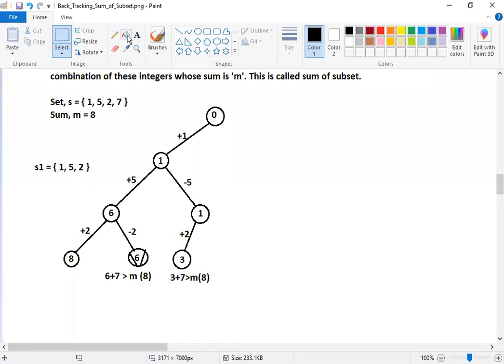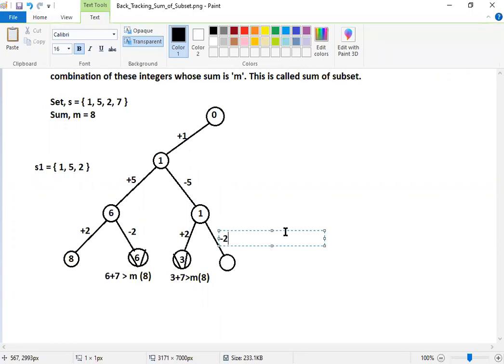This is a dead end. So draw a dead end signal for this particular node. Since there is a dead end, now I have to backtrack. So I need to go back now. From 3, I will come back to 1. And since I don't want to consider 2, I will have to draw a right child. In that right child, the value is going to be the same as its parent. So here it will be -2, and the sum is going to be 1 itself.